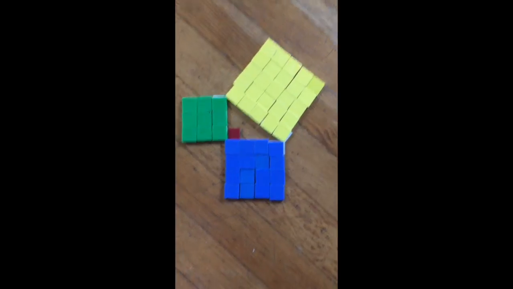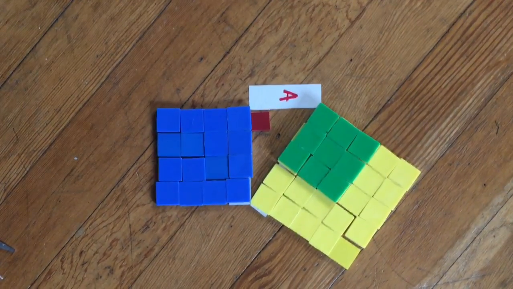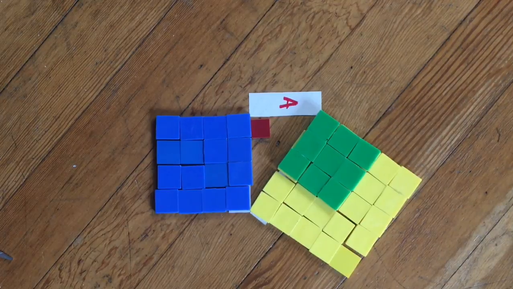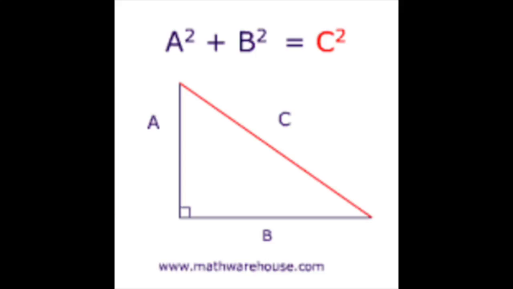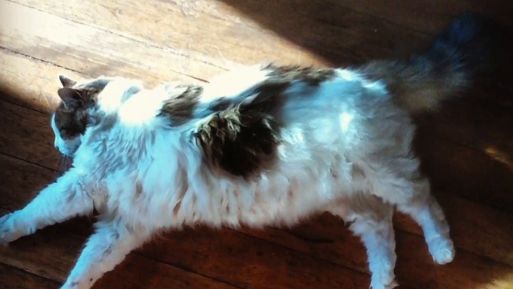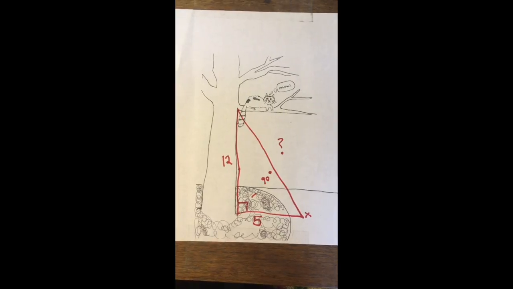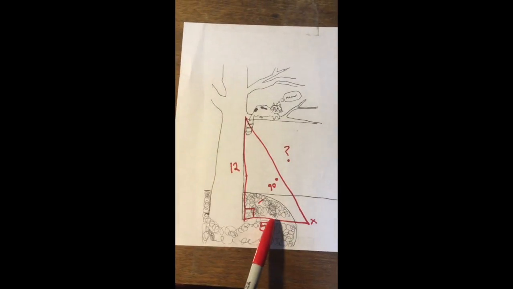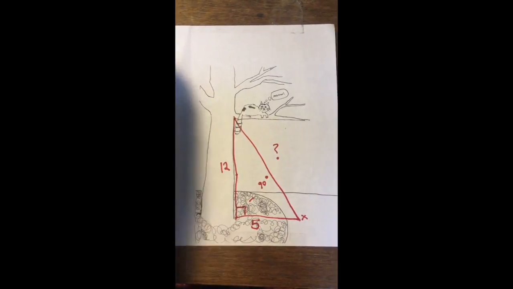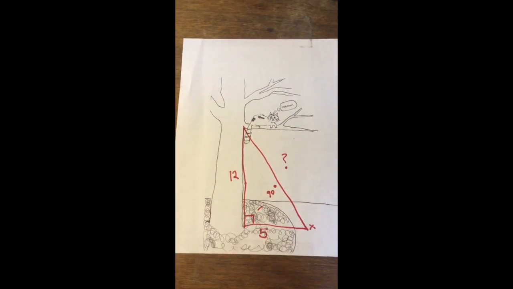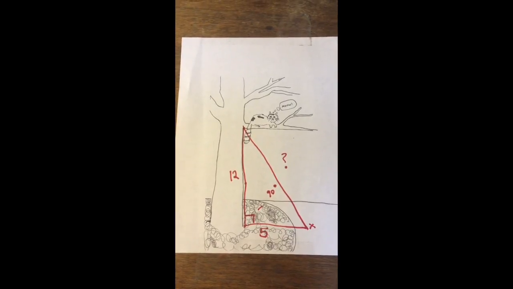We can double check just to make sure it works. There's A squared plus B squared equals C squared. This formula is called the Pythagorean Theorem, and it's true for all right triangles, no matter their size. But how does this help Bella get down from the tree? Since we know the sides A and B, all we have to do is apply the Pythagorean theorem to find side C. And this will tell us how high our ladder needs to reach.